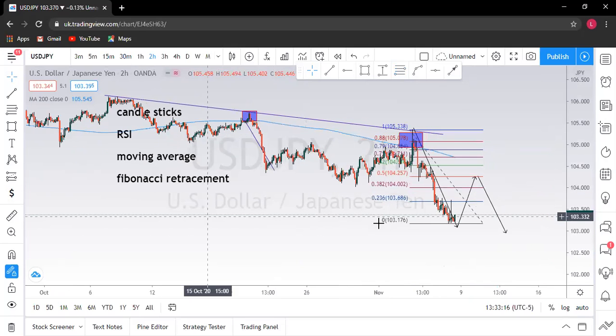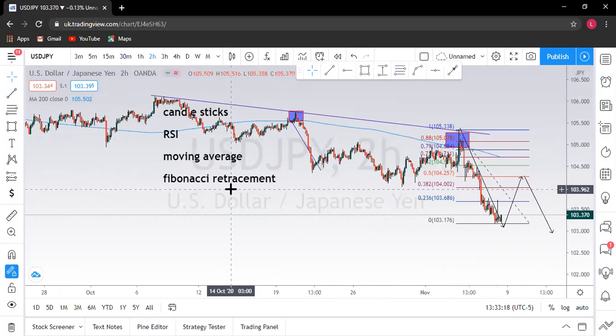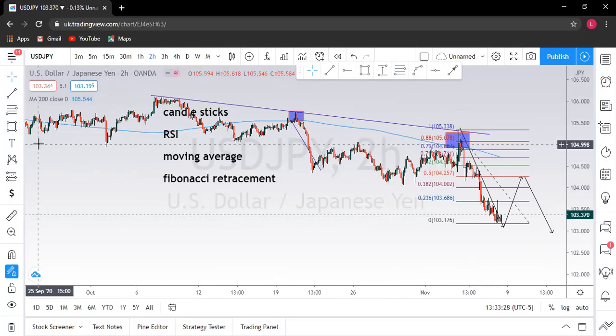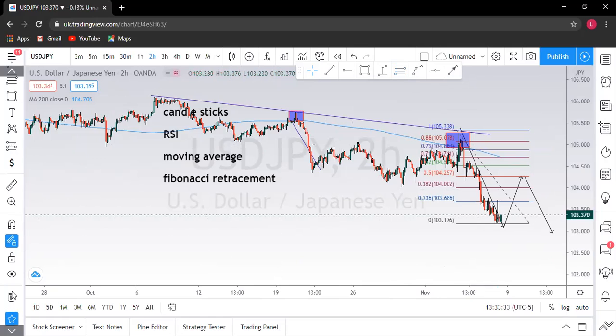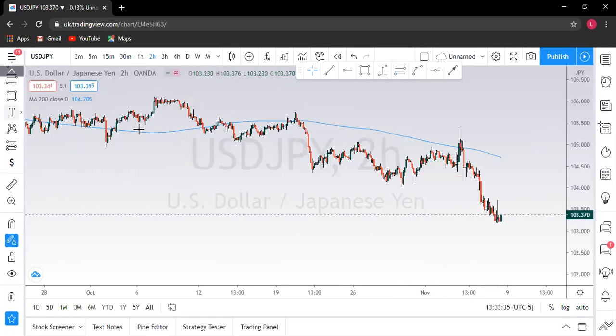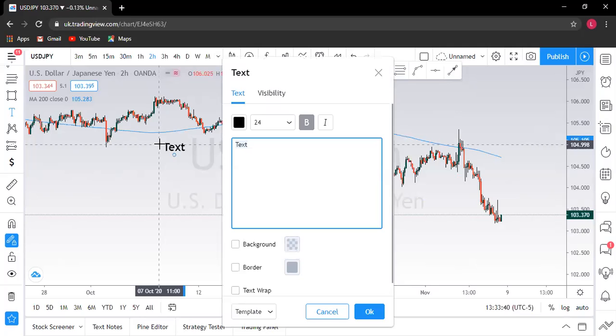So that is that about all those confluences. Now, what I want to talk about is risk to reward ratio. Risk to reward ratio is very, very important while trading because that is what will actually make you a profitable trader.